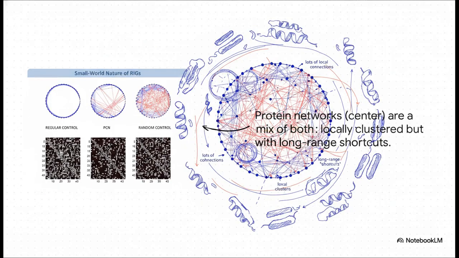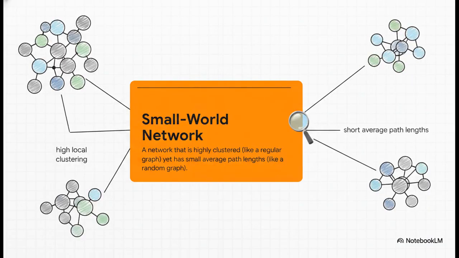Okay, now look at the protein network sitting right there in the middle. What do you see? It's not perfectly neat and tidy like the regular one, but it's not a total free-for-all like the random one either. It's kind of a mix of both, isn't it? It has those local, neighborly connections, but also some of those long-range shortcuts. It's a hybrid. And this special in-between property, this best of both worlds situation, has a name. It's called a small world network.